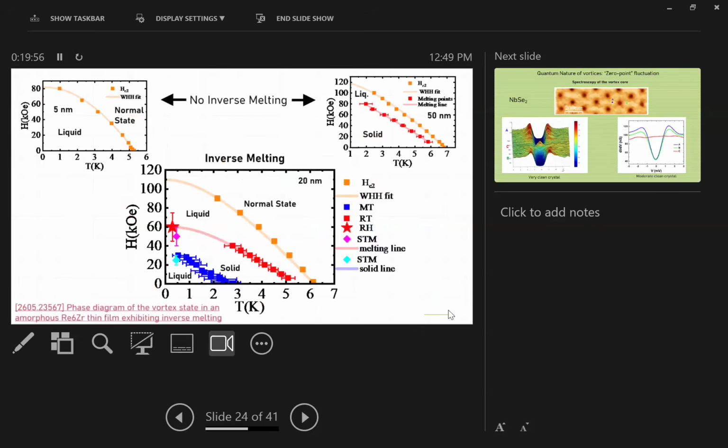More interestingly, this happens only at an intermediate range of pinning, typically for the 20 nanometer thick sample. When I am at 5 nanometer, it's all a liquid. And when I am at 50 nanometer, I just go from a solid to a liquid with increasing magnetic field or temperature, and I have no inverse melting. So this inverse melting is actually a competition between these three energy scales, which needs to be investigated further.